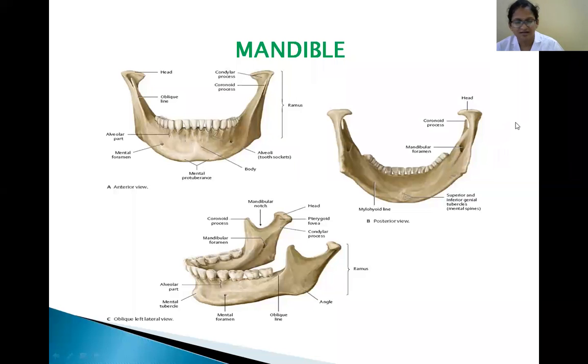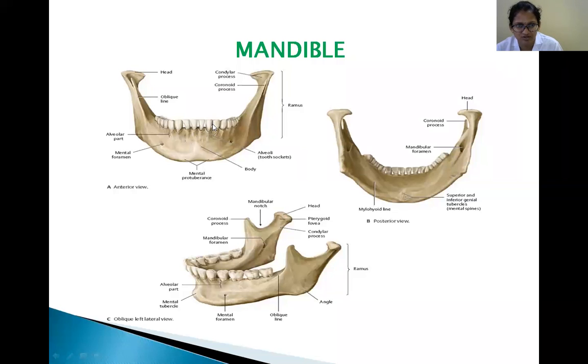Next, it consists of a body. This part is called the body. And next, it has two oblong or rectangular shaped rami. These two are the rami. This is the body, and these two are the rami. The body is horseshoe shaped, whereas the rami are oblong or rectangular in shape, and they project upwards from the body.